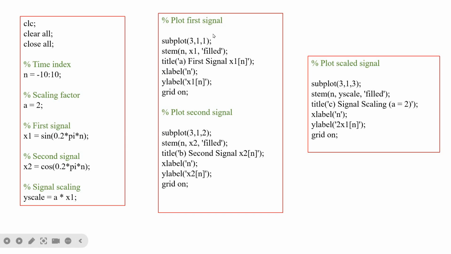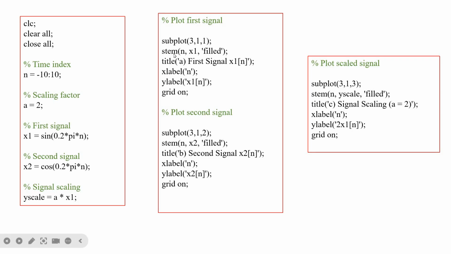Next, we have to create the first signal subplot, that is the first subplot. For that, we have to take subplot 3, 1, 1, where it divides the figure into 3 rows and 1 column. And here we'll select the first subplot to display the original signal. So this is for displaying the original signal.